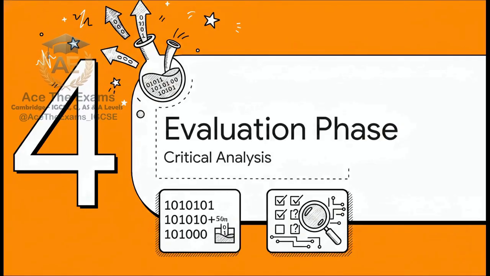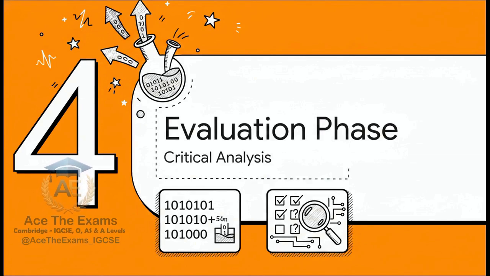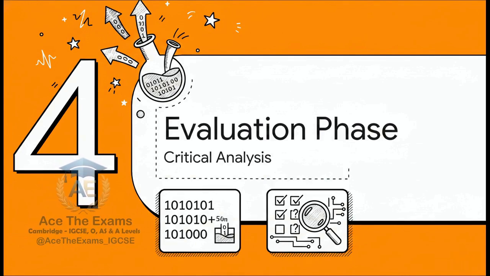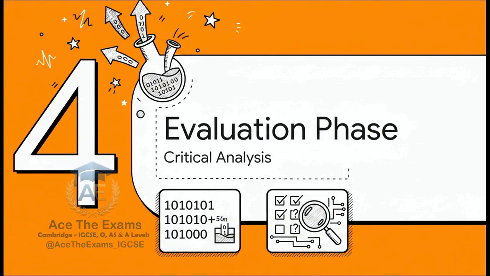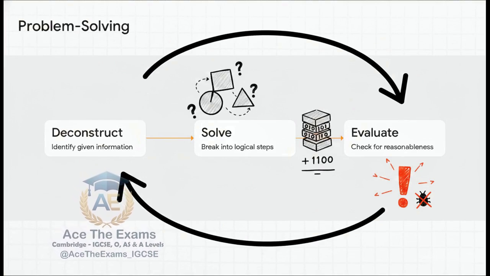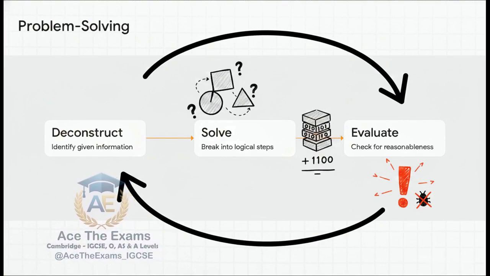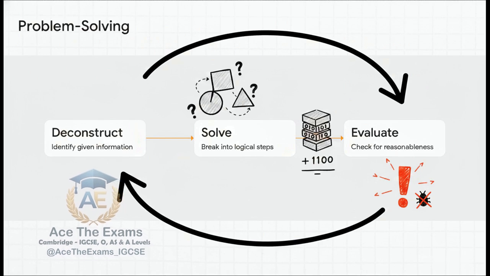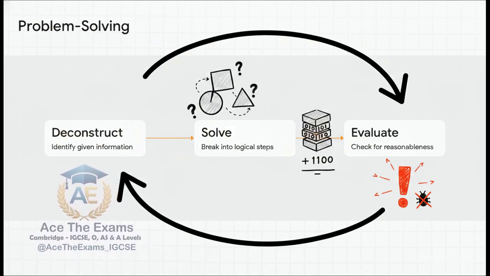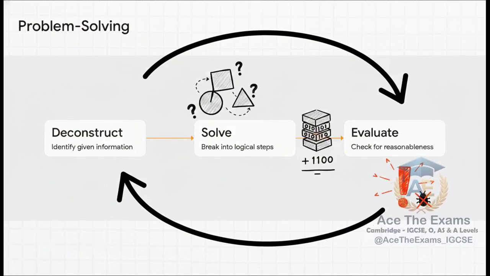Okay, we are moving into the final stretch, phase 4, mastering the evaluation phase. This is the final autopsy, where you elevate your answers from basic problem solving to top-tier critical evaluation. This 3-step loop is the ultimate framework for proving your algorithmic competence. We've talked about deconstructing the given information, and we've talked about solving the binary arithmetic and logical steps. But the top 1% of students, the true master investigators, always execute step 3, evaluate. They check their findings for reasonableness.